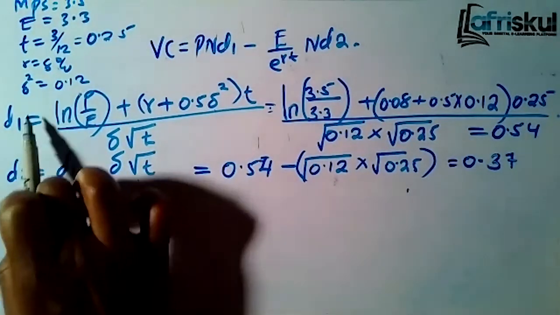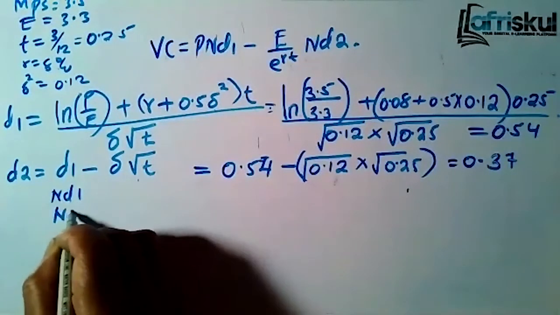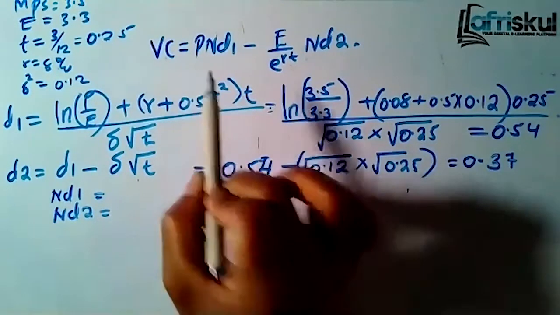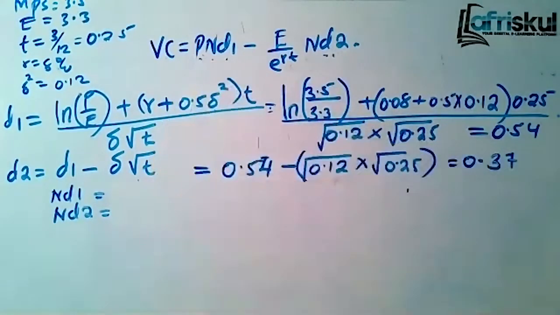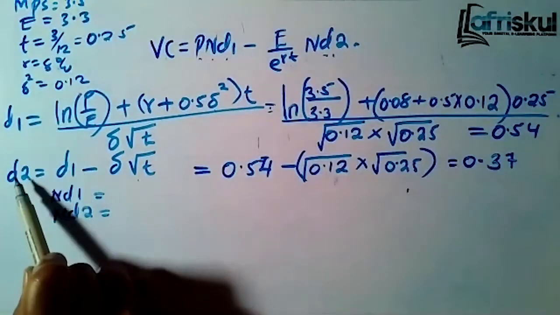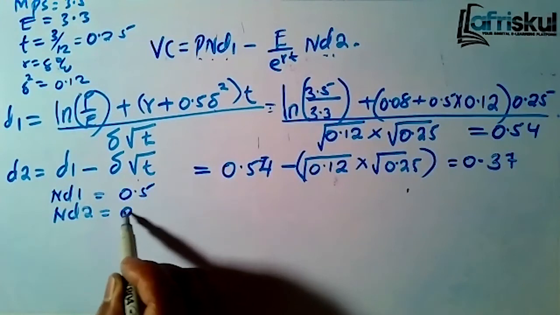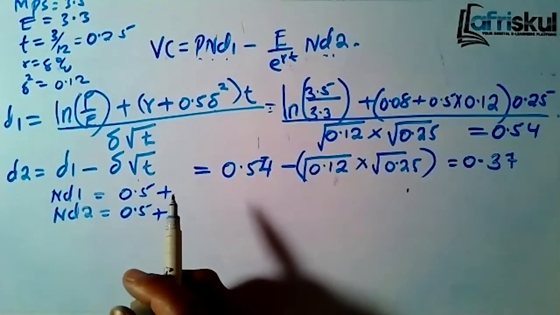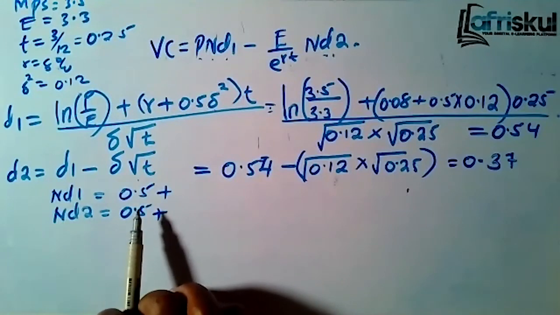So when you have d1 and you have d2, what we need now is how to get N(d1) and N(d2). From the formula, remember N means the normal distribution. So I want you to get this concept. If the values of d1 and d2 are positive, that means you take 0.5, you add. I repeat again. If you get a positive number from d1 and d2, when you're getting the N, the normal distribution, you take 0.5, you add.